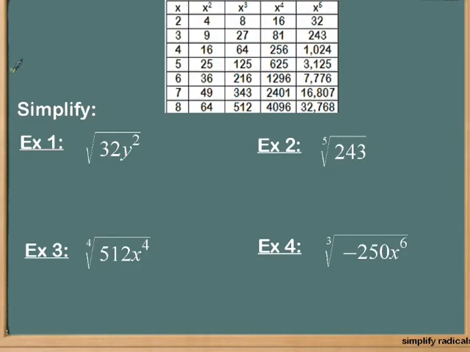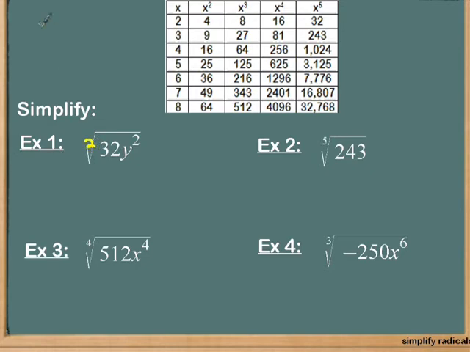Alright, so we have a chart here. We're going to use it to help us, and I'm going to explain to you throughout how we're going to use that chart. I'm going to start you off slow with something you know, like in example 1. We have this square root of 32y squared, and we're finding the square root of it. Remember, if it doesn't have a number inside as an index, it's understood to be a 2.